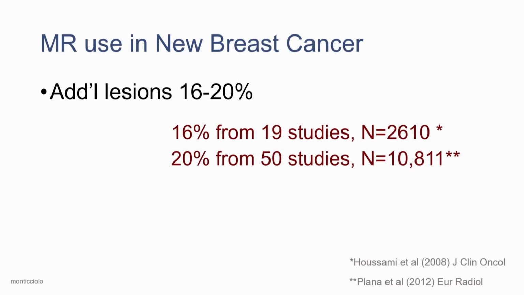Additional lesions are seen in about 16 to 20% of patients based on historical meta-analyses. And these are 2 of the biggest meta-analyses. The most recent is from Plana from Europe from 2012, including 50 studies showing additional lesions are present in about 20%. These numbers have gone up over time, though, as we have improved MR technique and MR biopsy. And this is additional lesions, not additional malignancies. Both of these meta-analyses had a positive predictive value for the MR findings of about 67%.